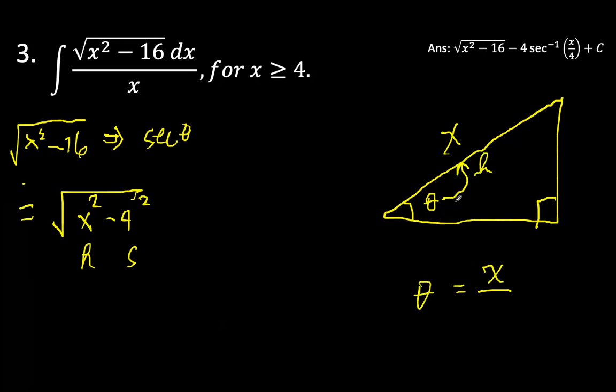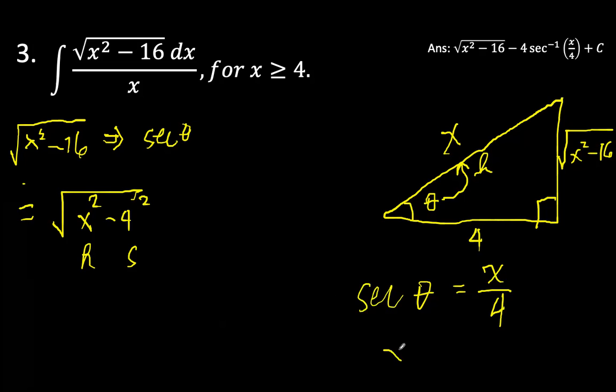Secant, so sha, right? So adjacent, we can put 4 here. And here is the complicated expression, which is the square root of x squared minus 16. All right, so this is 4. And since this is hypotenuse over adjacent, that's secant. So based on the table, we will be using secant, right? Here we go. So they're just the same.